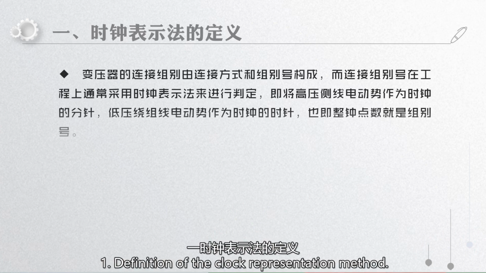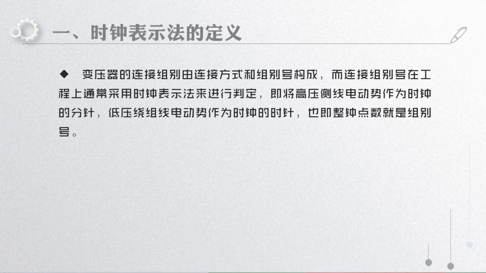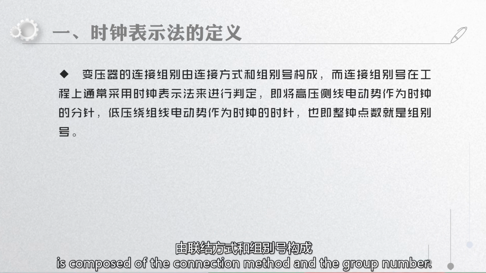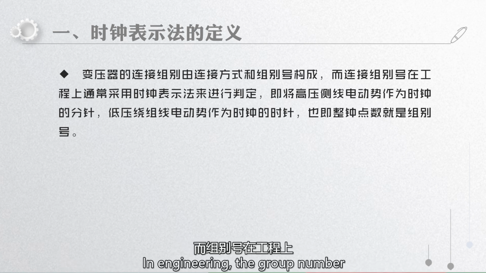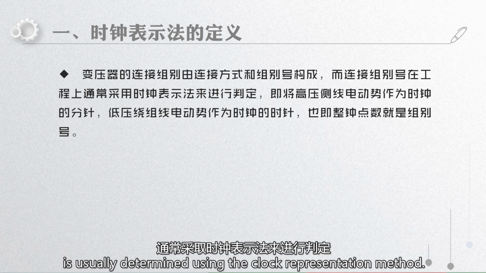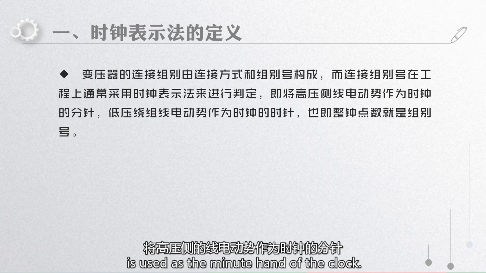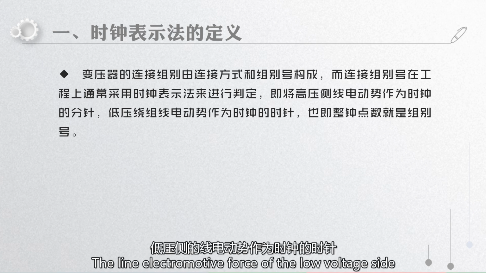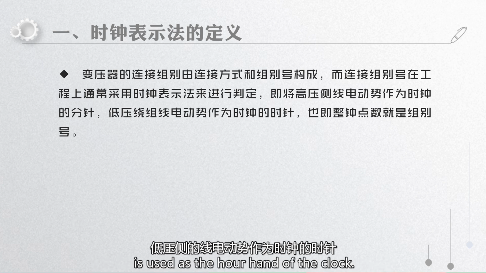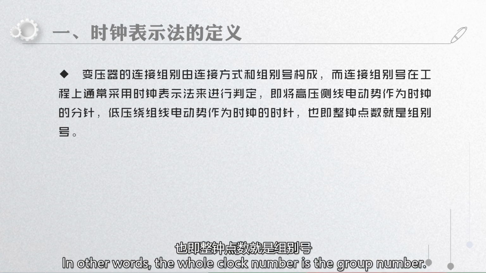1. Definition of the clock representation method. The connection of the transformer is composed of the connection method and the group number. In engineering, the group number is usually determined using the clock representation method. That is, the line electromotive force of the high voltage side is used as the minute hand of the clock. The line electromotive force of the low voltage side is used as the hour hand of the clock. In other words, the whole clock number is a group number.